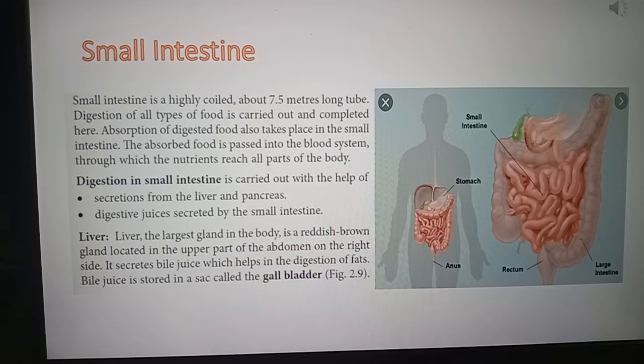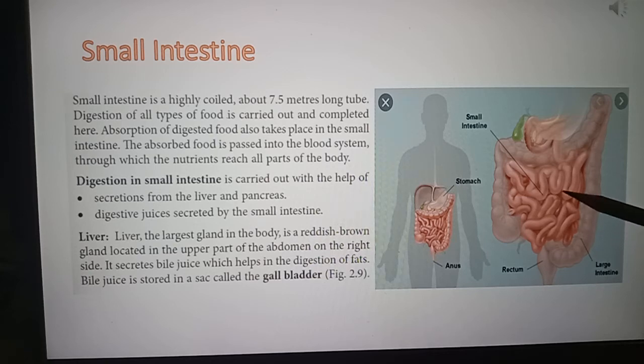And let me tell you that digestion of all types of food occurs in the small intestine. It is completed in the small intestine, I mean to say. I told you that in the stomach partially digested food is there, and from the stomach it is moving down to the small intestine. In the small intestine, digestion is completed.